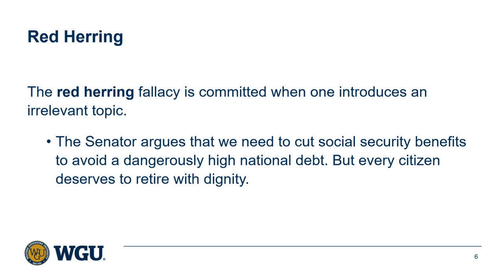Our fourth fallacy of relevance is called the red herring fallacy. This fallacy is committed whenever someone introduces an irrelevant topic that distracts others from the original argument. In our example, you will see that I am bringing up an irrelevant topic, in this case, that every citizen deserves to retire with dignity, which has nothing to do with the senator's argument concerning the national debt. This is a good example of the red herring fallacy, as my comments about retiring with dignity can distract you from what the senator is actually saying.